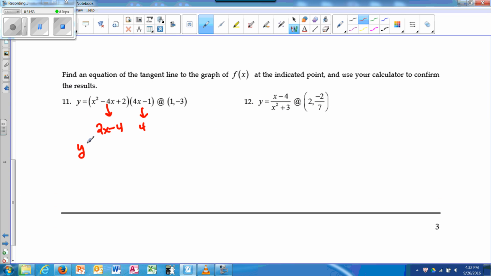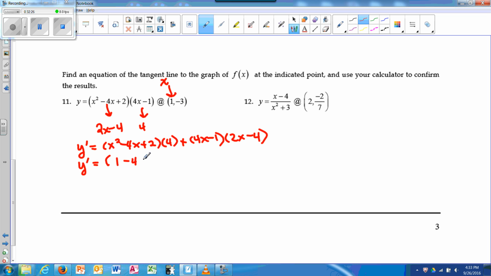Okay, so let's practice making the equation of a tangent line at the indicated point. And you can use your calculator to confirm the results. So we'll look at that together too. So the derivative of the first part, 2x minus 4. The derivative of the second term is 4. So y prime is the first term times the derivative of the second term plus the second term times the derivative of the first term.